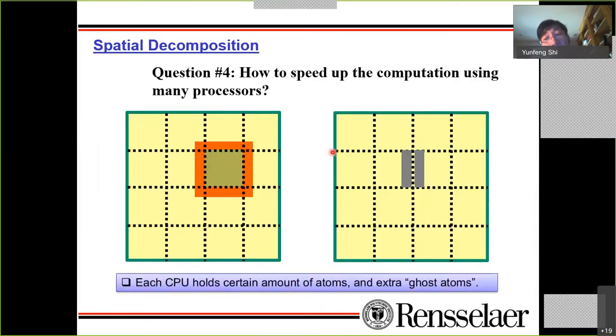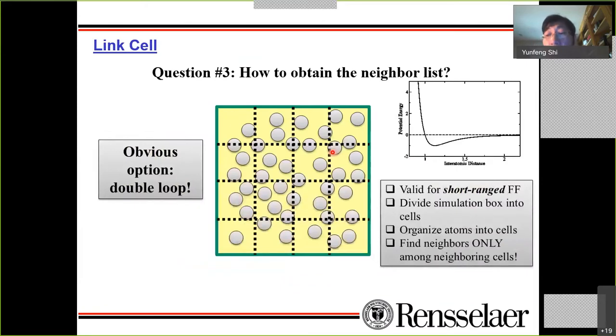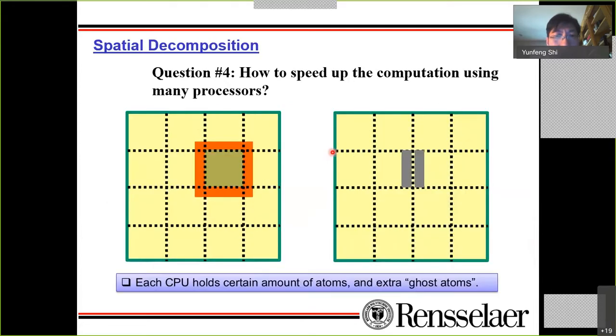So now in comparison, for DFT calculations, you would dream to have order N scaling, right? All right, so question number four.